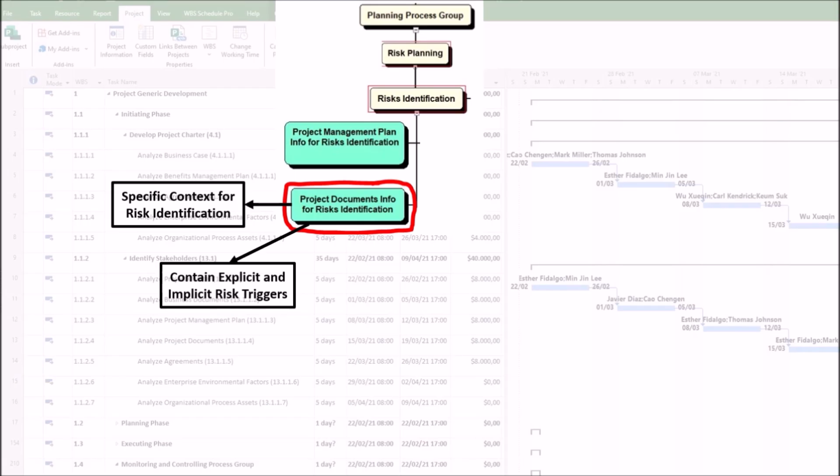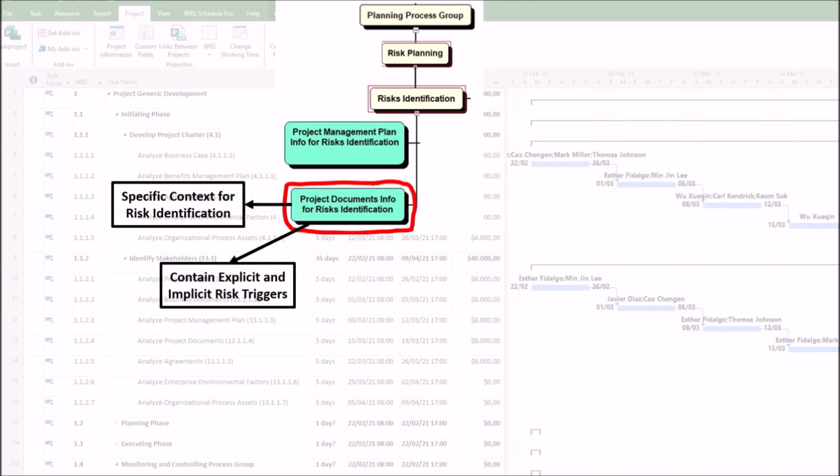2. The project documents also contain explicit and implicit risk triggers. Many project documents are not just data, they are repositories of potential risks. The first repository of potential risks is the assumption log. This is arguably one of the most critical documents. Every assumption is a potential risk. If an assumption proves false, it will impact the project. Identifying risks directly from the assumption log is a fundamental technique.